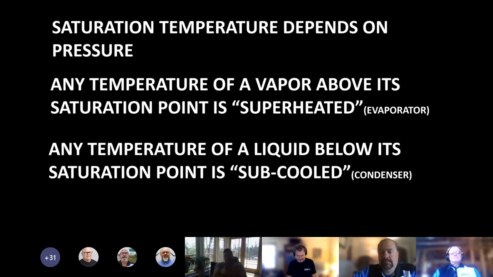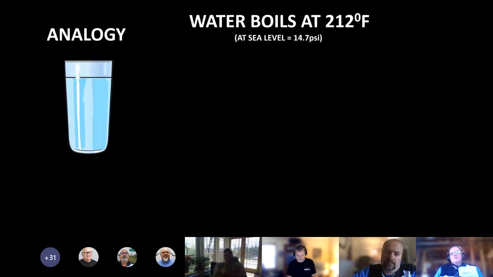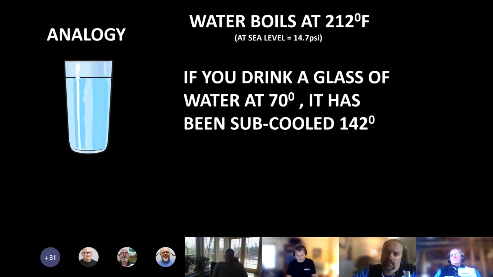An analogy of this concept: you know that water boils at 212 degrees, of course, at sea level at 14.7 psi. If you drink a glass of water at 70 degrees, it has been subcooled 142 degrees. That's to help wrap your head around this. You're drinking a subcooled liquid because it changes its state. Its saturation point at sea level, where it changes state from liquid to vapor, is 212.